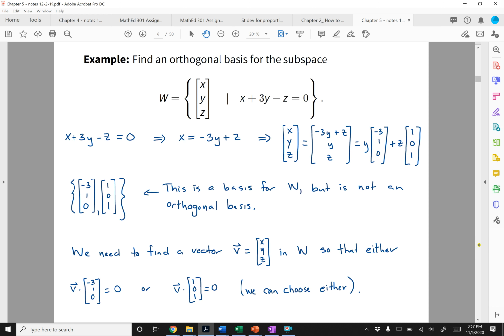So, find an orthogonal basis for the subspace. There's a couple different ways to do this one. The slick way is the way that previous professors have already done it here.